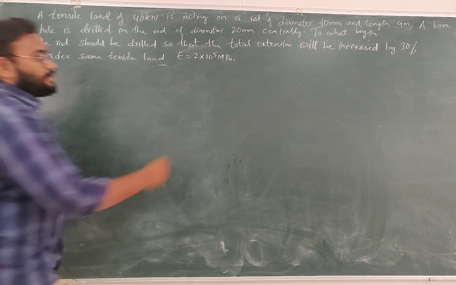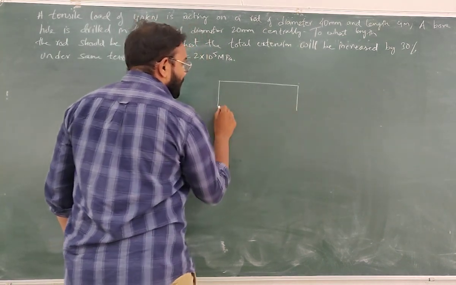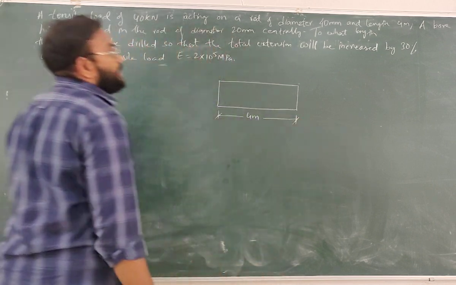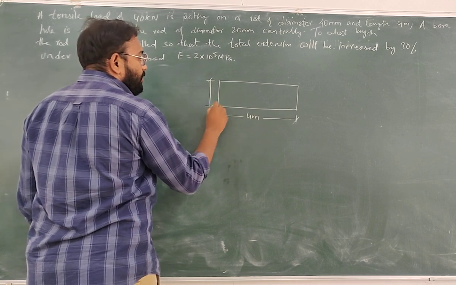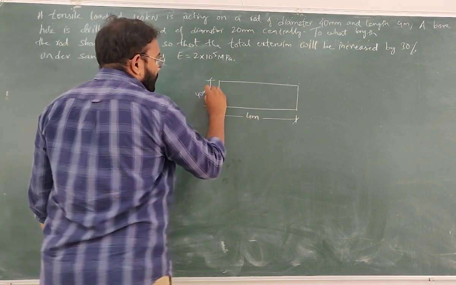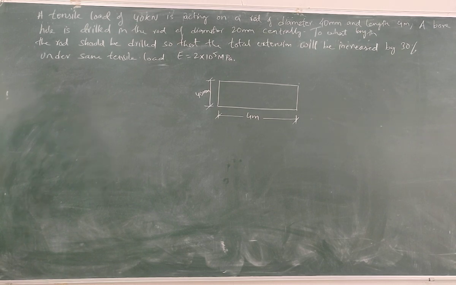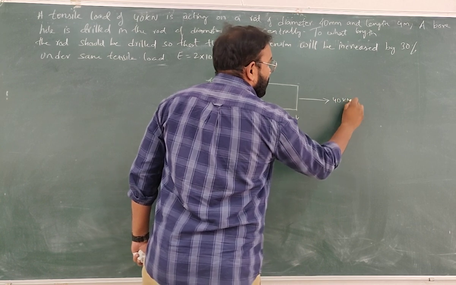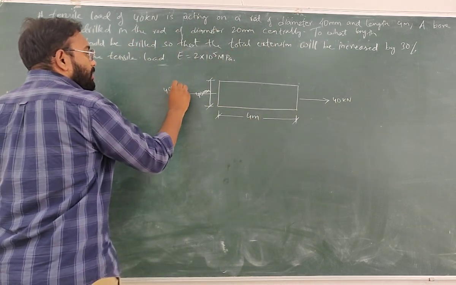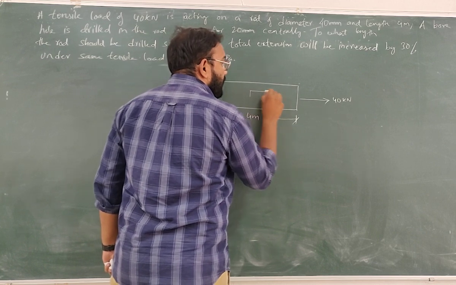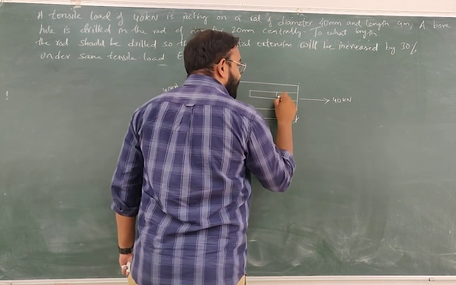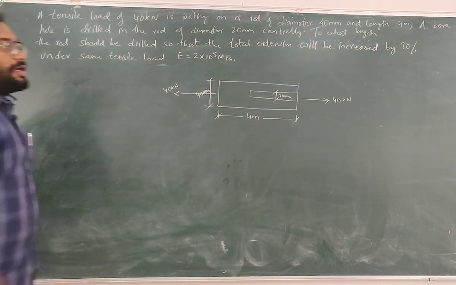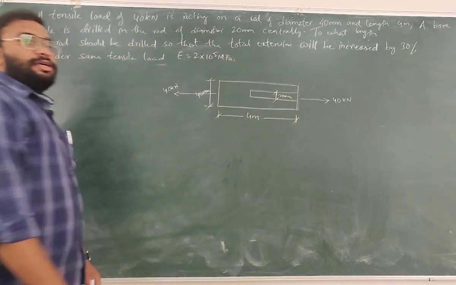So the question is like this: you have a steel rod of length 4 meters or 4000 millimeters, which is having a diameter of 40 mm. Now you are applying a tensile force on this rod of 40 kilonewton on either side. Meanwhile, you are drilling a hole in this rod of diameter 20 mm.